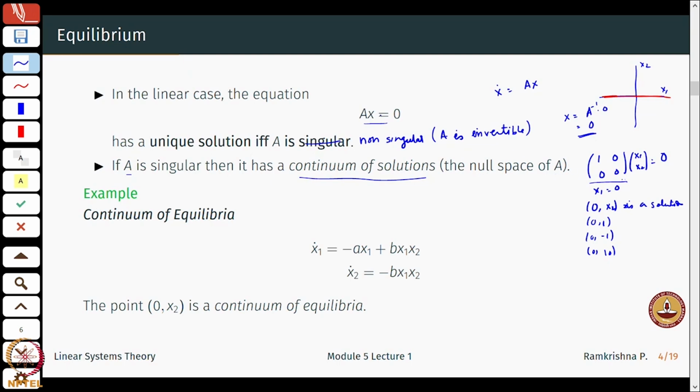So, in the case when A was invertible or non-singular, the null space is just the trivial point, that is, x equal to 0 is the null space.